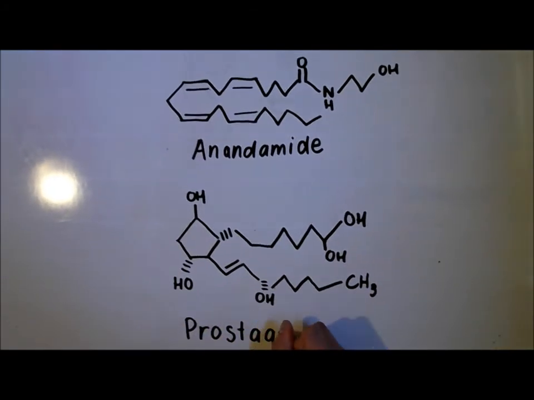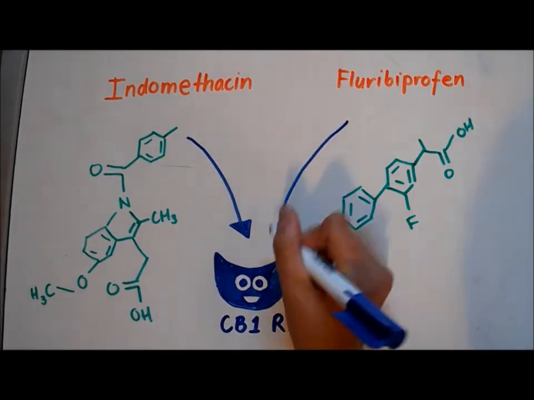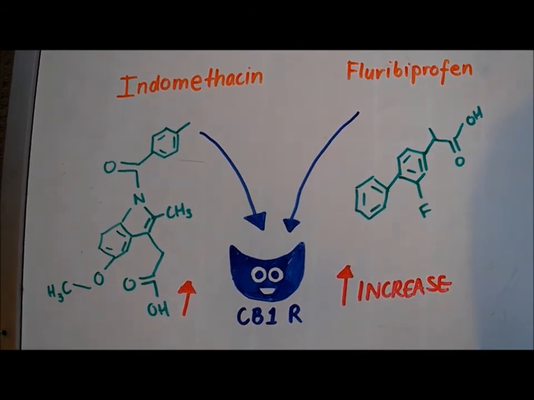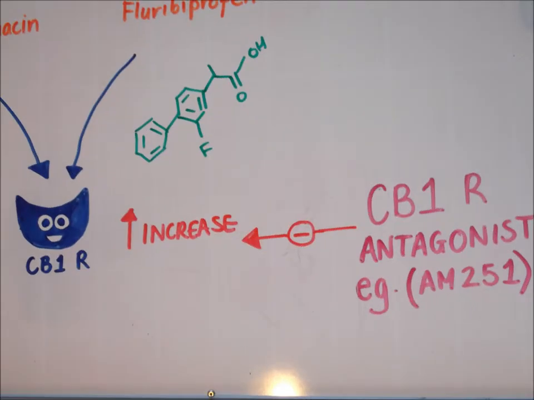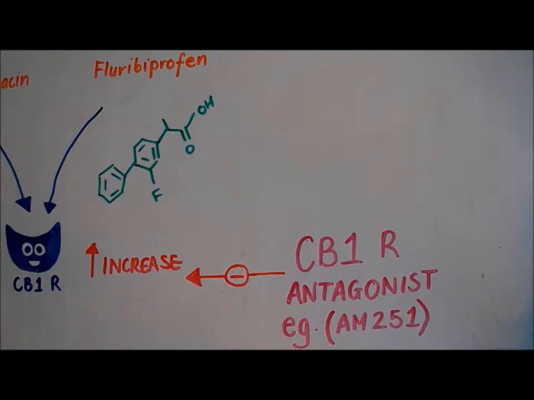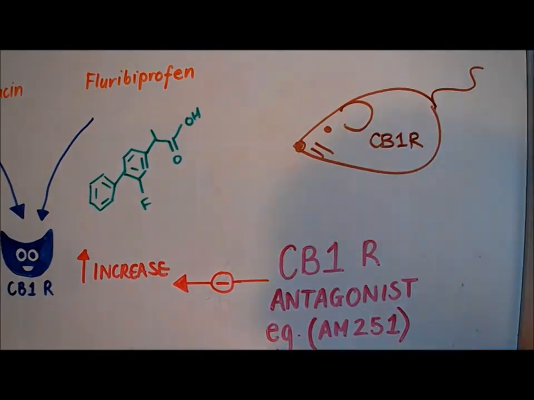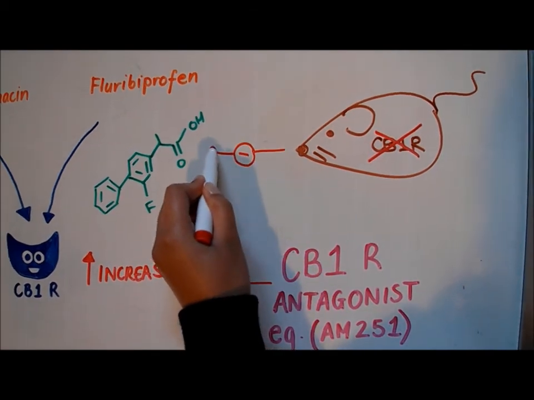NSAIDs such as indomethacin and flurbiprofen have been shown to enhance CB1 receptor activity, where CB1 receptor antagonists such as AM251 block NSAID-induced antinociception in inflammatory pain models, while CB1 knockout mice show decreased indomethacin efficacy.